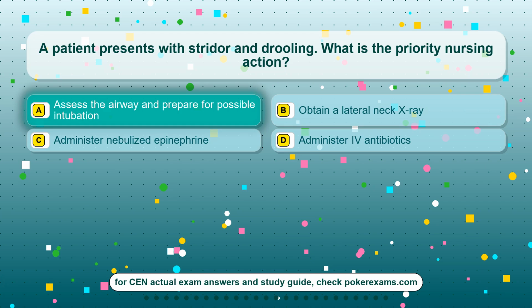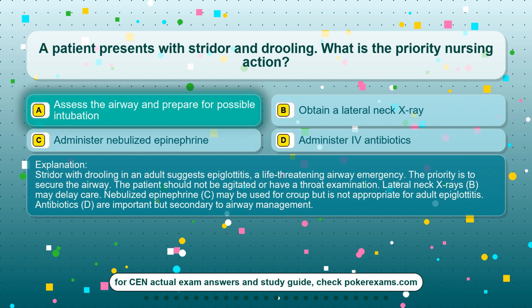The correct answer is option A. Assess the airway and prepare for possible intubation. Stridor with drooling in an adult suggests epiglottitis, a life-threatening airway emergency. The priority is to secure the airway. The patient should not be agitated or have a throat examination. Lateral neck X-rays, B, may delay care. Nebulized epinephrine, C, may be used for croup but is not appropriate for adult epiglottitis. Antibiotics, D, are important but secondary to airway management.